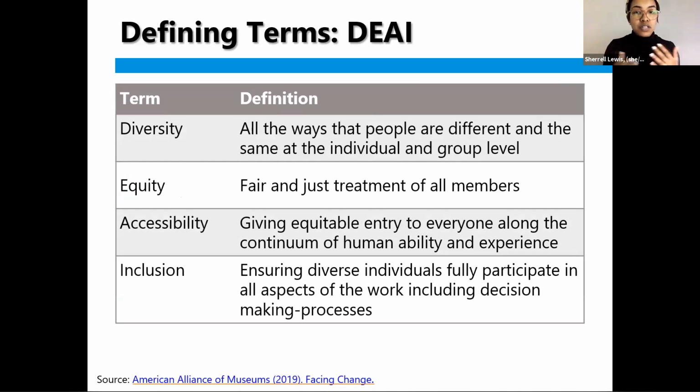And then there's inclusion: ensuring diverse individuals fully participate in all aspects of the work, including decision-making processes. So thinking about the depiction on Padlet, everyone is able to engage in this dinner party. They all have what they need. They're all different. They all bring something different to the table. They're all able to access what's on the table, and they all feel included.